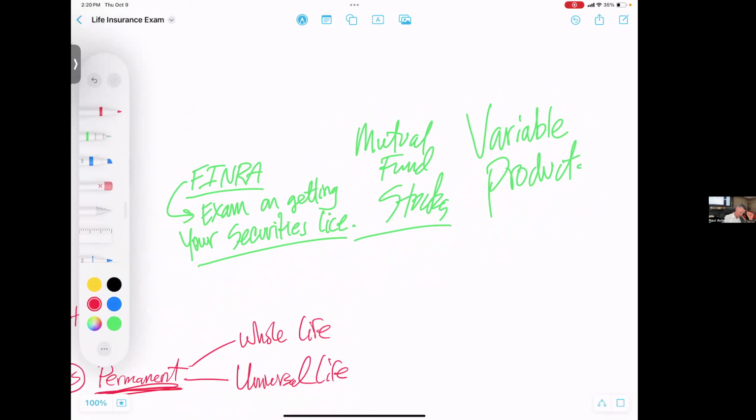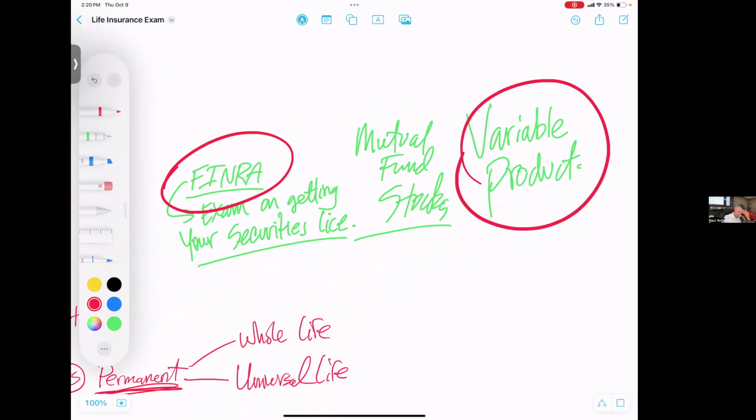Good question. Variable products. These are variable products too. So in the test, anything that has the word variable is risky and you need an extra license called a securities license, and you get it through FINRA.